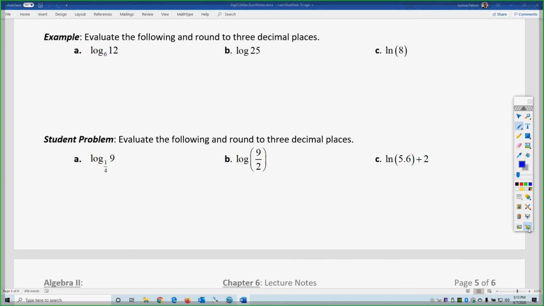All right, student problems. If you did them correctly, you should get negative 1.585 approximately, 0.653, and approximately 3.723. So the idea here is if you're not getting these values, you should seek help when using your calculator, because other than the whole number ones, you're going to have a problem if you don't verify how to do them properly with a calculator.